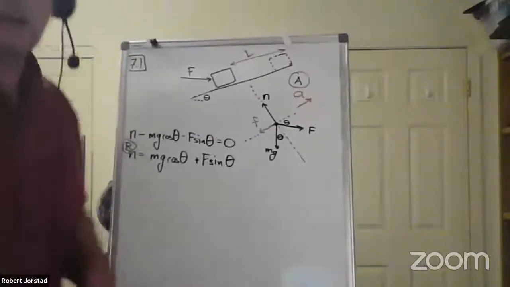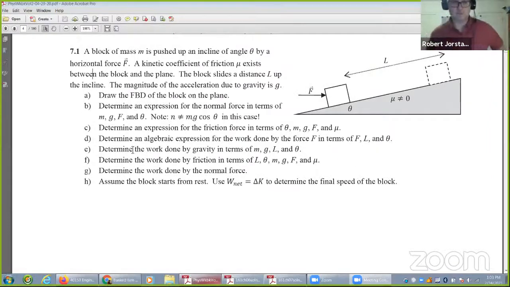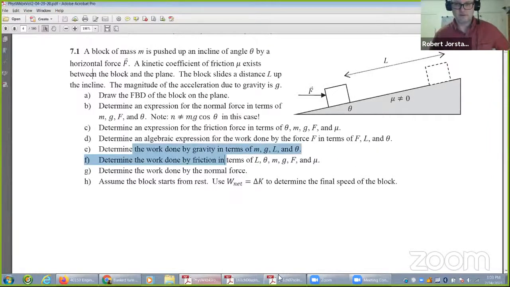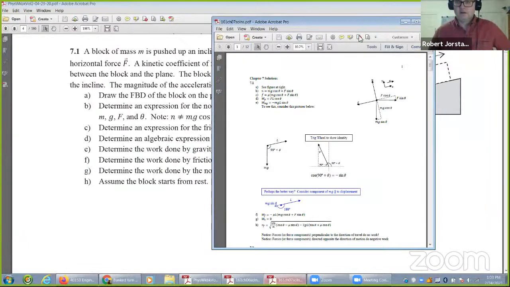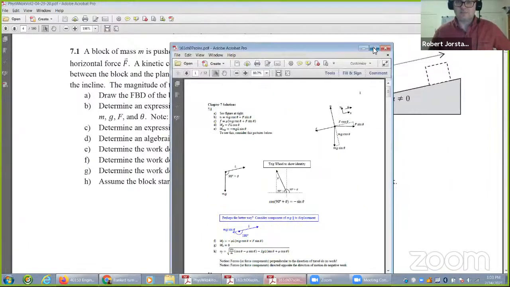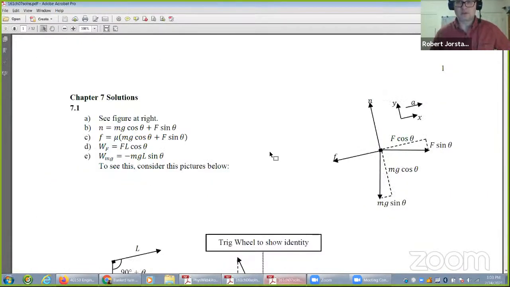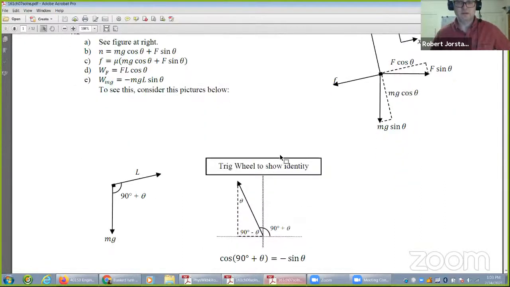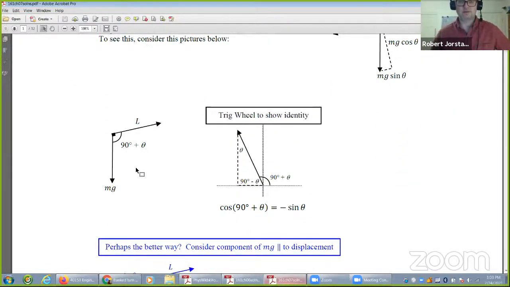All right, so this one, I'm just going to go to the solution here just so we can walk through this. If you have the solution open, that's fine. So again, there's the question. We're up to work done by gravity. This one gets sneaky. Okay, so there's our FBD. This would be that same picture showing the work done by gravity.